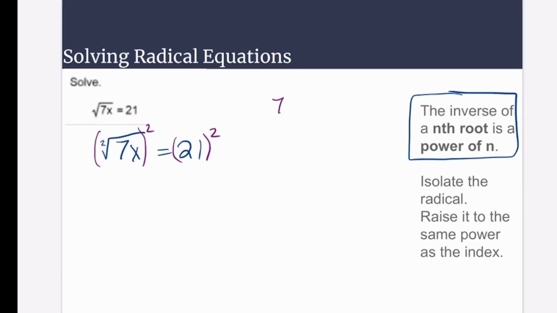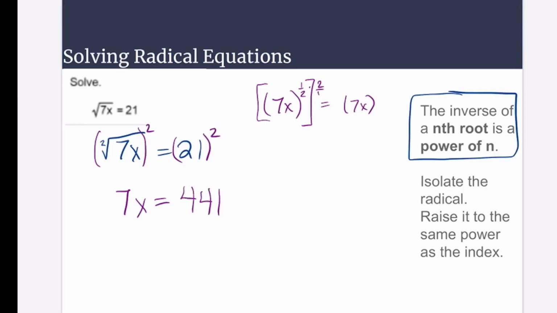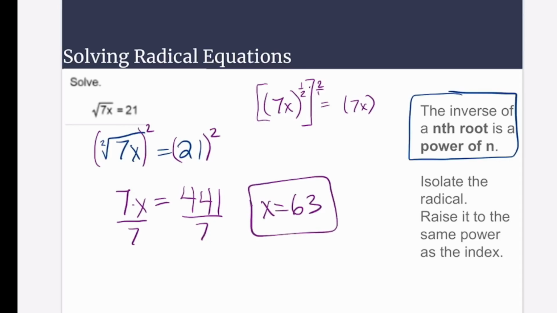Another way of thinking about this is a square root can be written as a fractional exponent, and now we're raising it to the second power. So those exponents essentially get multiplied. So that's why they go away. So we're left with 7x equals 21 squared. That's 441. And now we're just solving. Divide by 7. So x equals 63. And that's how we get that answer.